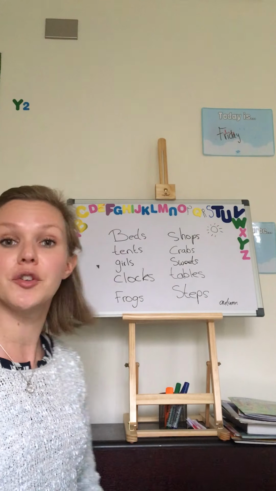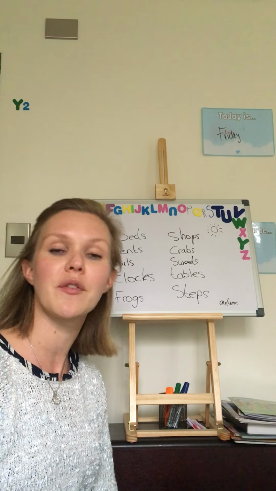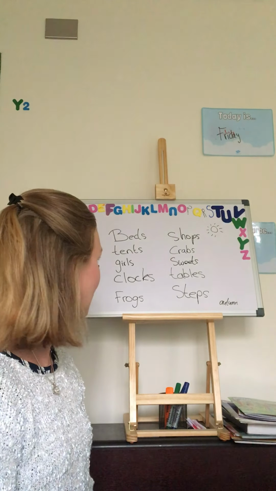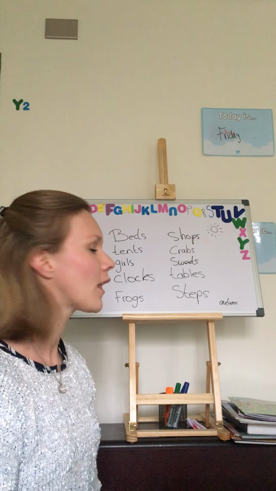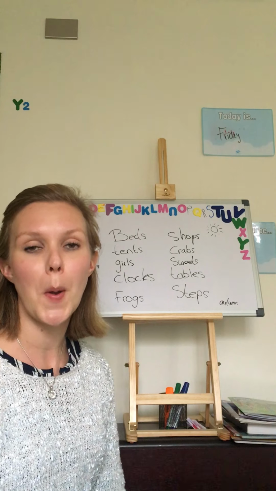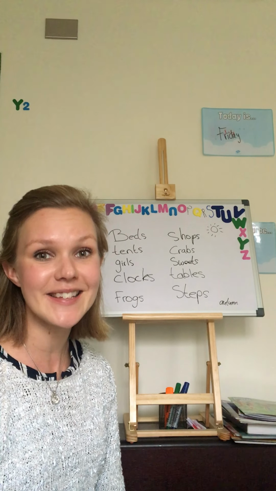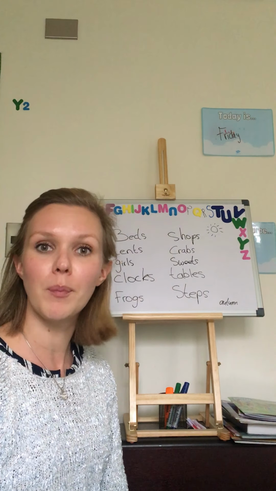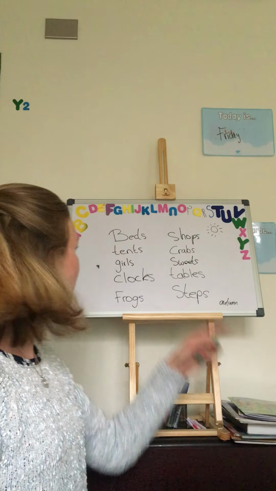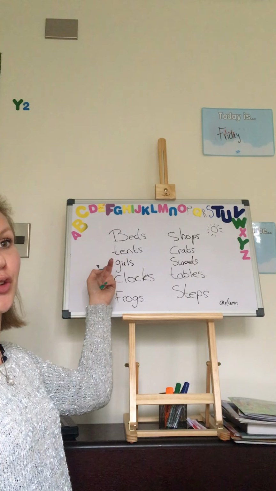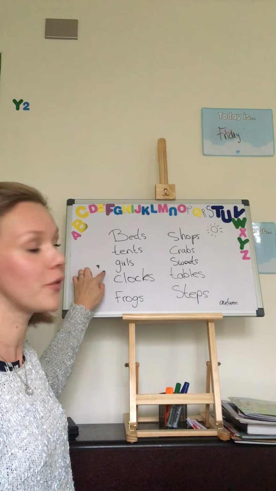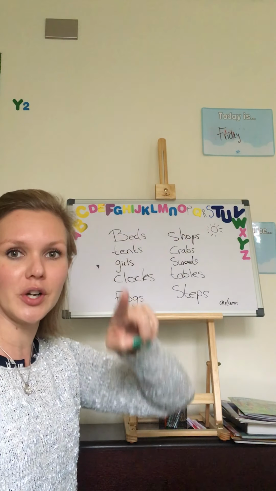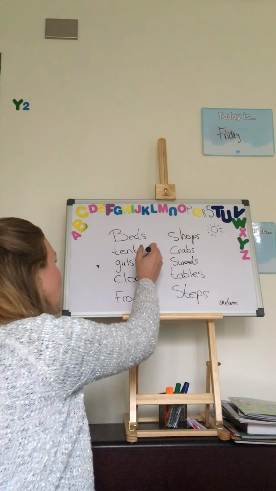So let's see. I'm going to give a description of a word and you'll have to guess which one it is. Okay. So the opposite of boys is... girls. Very good. Girls. So now you can write down girls again on your spelling form. So search for the word and then you write it down again.